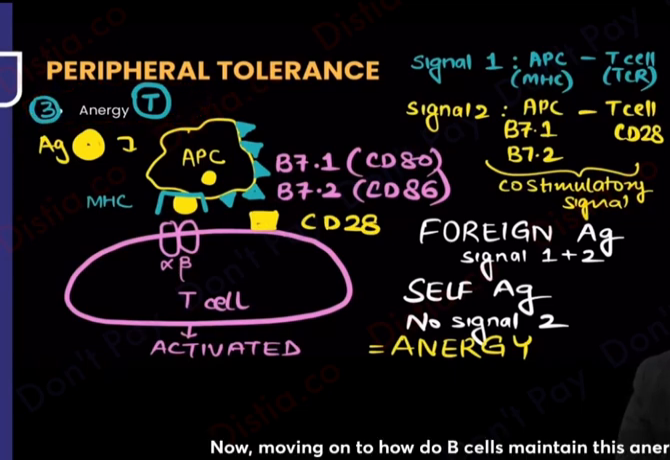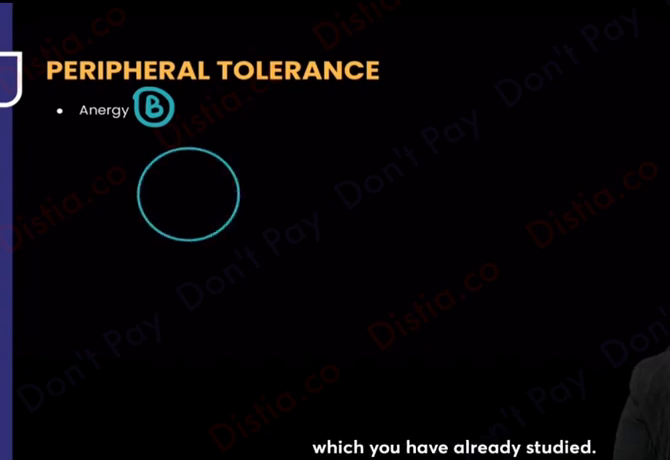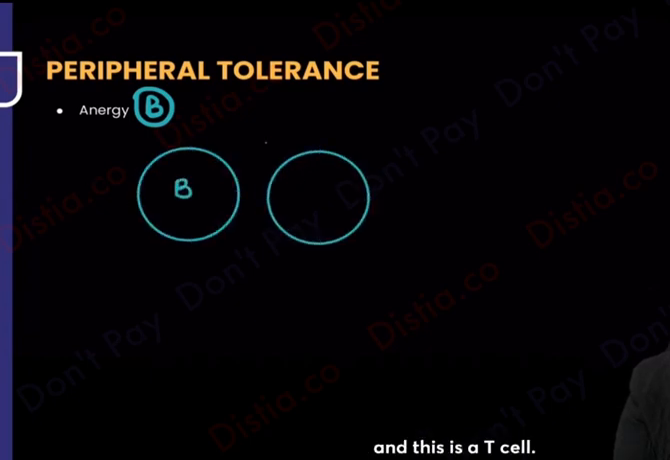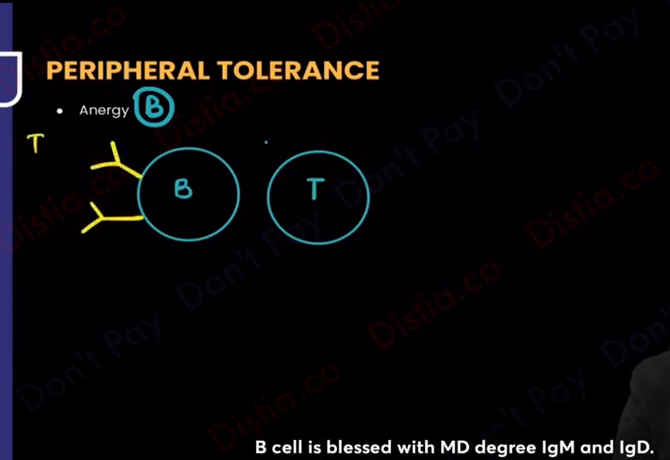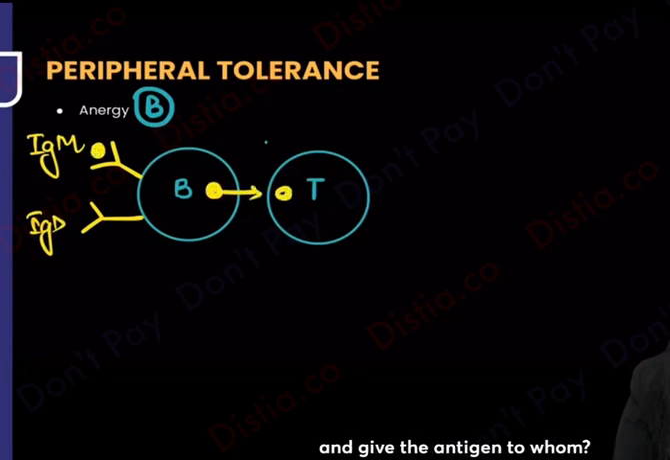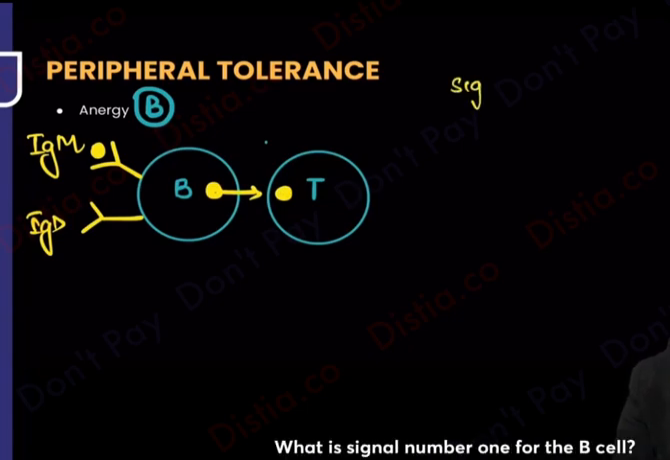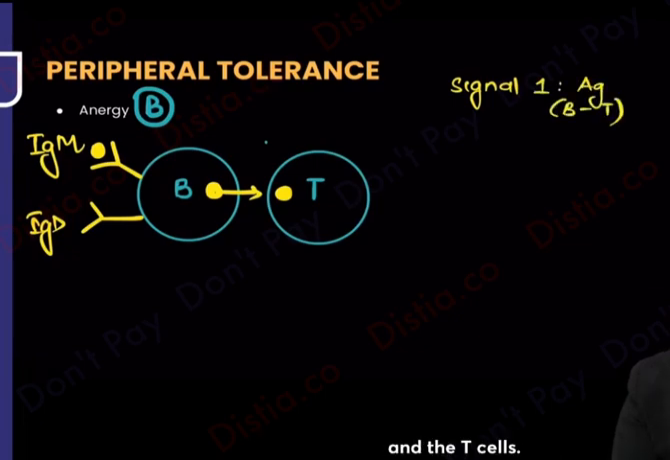Now, moving on to how B cells maintain this anergy. But this process you already know. I'll draw the B cell and the T cell, which you have already studied. So this is the B cell, and this is a T cell. And have I already told you that the B cell is blessed with something that all of us really want? B cell is blessed with MD degree, IgM and IgD. They are going to pick up the antigen and give the antigen to whom? They will give the antigen to the T cell. So is this signal number 1? Yes. What is signal number 1 for the B cell? Signal number 1 is going to be the antigen shared between the B and the T cells.